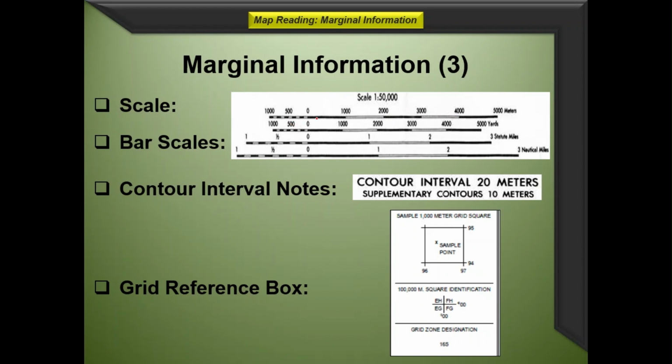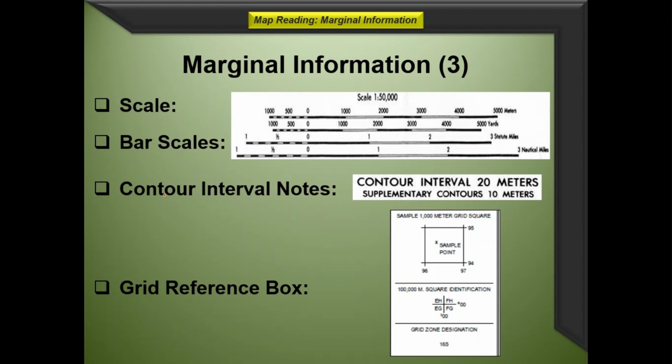Here, on one side, it is broken into the thousands. The 0 to 1,000 right here, this mark would be 1,000 meters, followed by 2,000, 3,000, and so on and so forth. On the opposite side, it's broken into hundreds. This is what you can use to help measure distance when you are dealing with land navigation. Then it covers the contour interval notes.